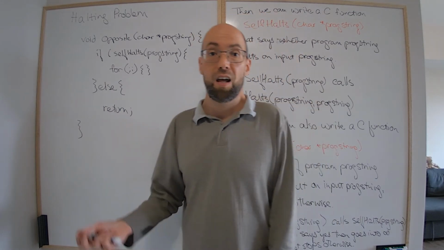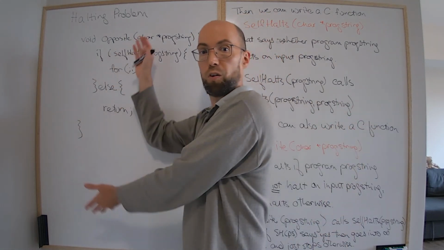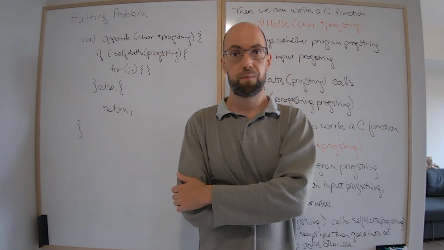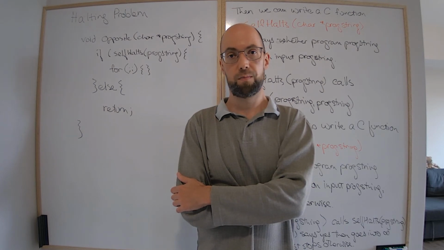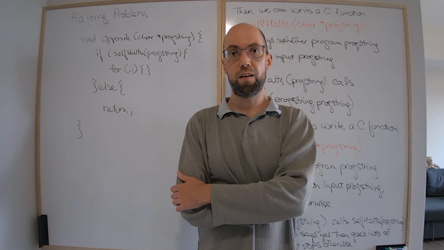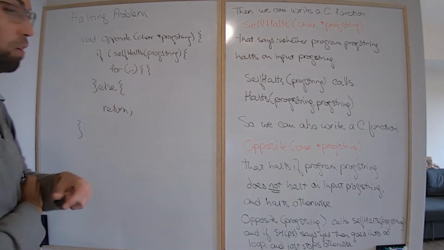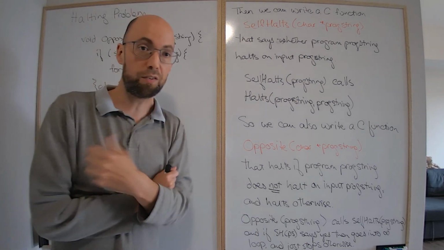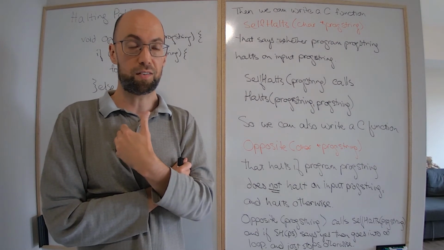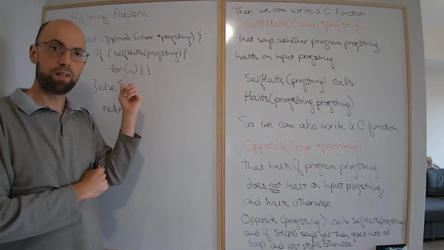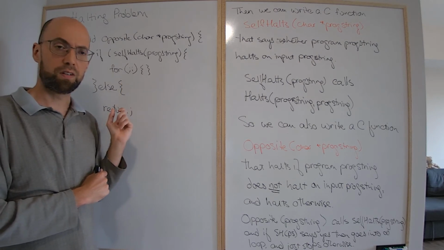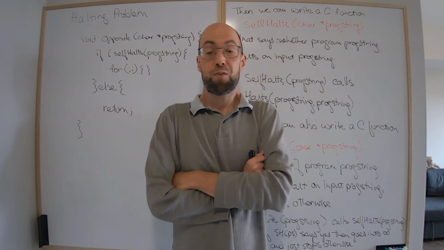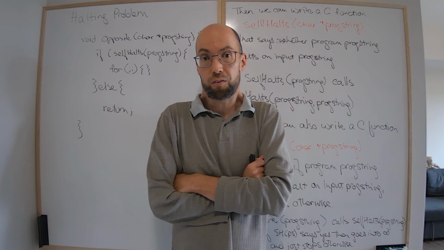So I can look at this whole thing, opposite.c, as a string. And I can pass it to itself. And what does it do? Well, it's going to call self halts on itself, on opposite, and self halts is going to call halts. So if opposite halts on itself, then it drops into an infinite loop. And if it doesn't, then it halts. So I've got a contradiction. So you can't do that. You can't write halts.